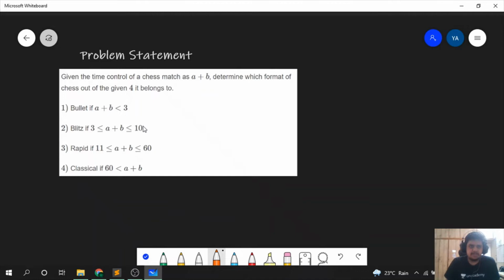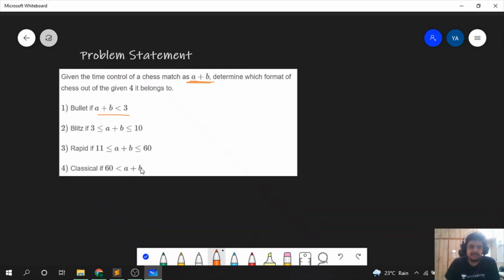The problem statement is pretty simple. Given the time control of a chess game as a plus b, determine which format of chess out of the given four it belongs to. The first format is bullet if a plus b is less than 3, blitz if a plus b is between 3 and 10, rapid if a plus b is between 11 and 60, and classical if a plus b is greater than 60.